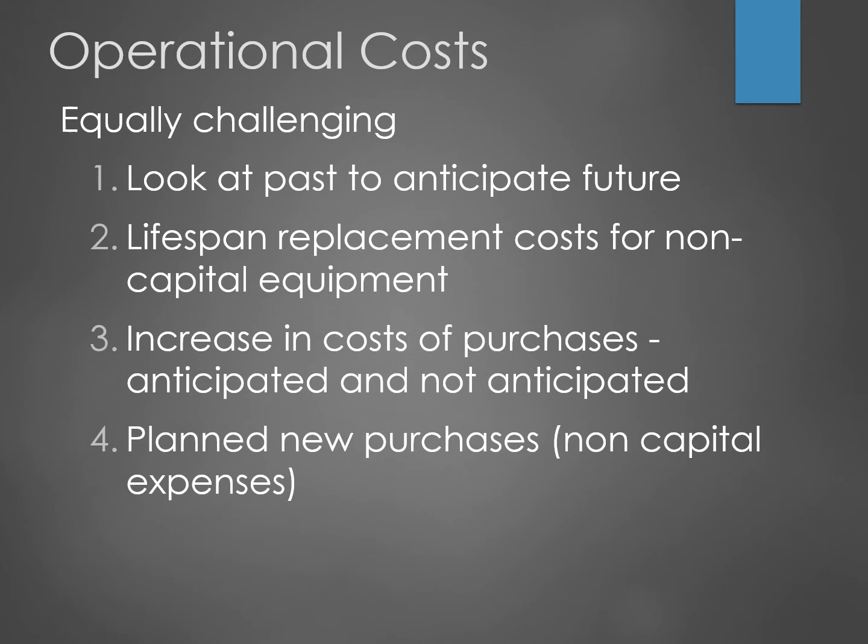We want to look at increase in cost of purchases that are anticipated and not anticipated. So this links back to the first thing, which is what can we anticipate overall as far as increases or decreases in price. So sometimes we can get better at our processing and decrease the cost overall. Sometimes certain utilities or fuel or equipment, we can anticipate the price is going to increase. Then we're going to look at planned new purchases of all non-capital expenses and try to map those out as far as replacement costs, like we replace laptops every 3 to 5 years or whatnot.